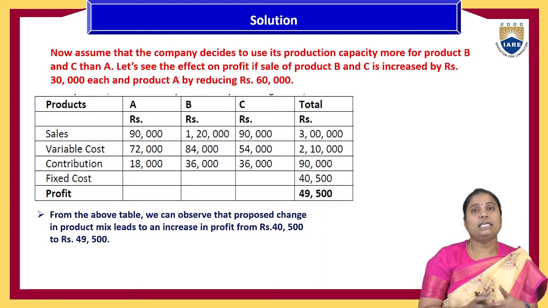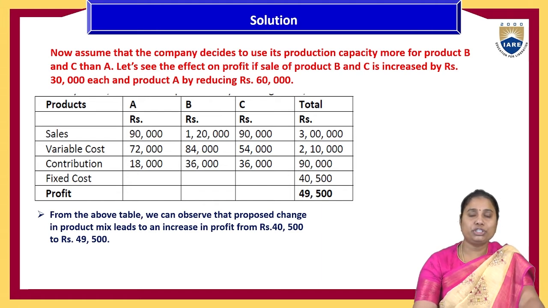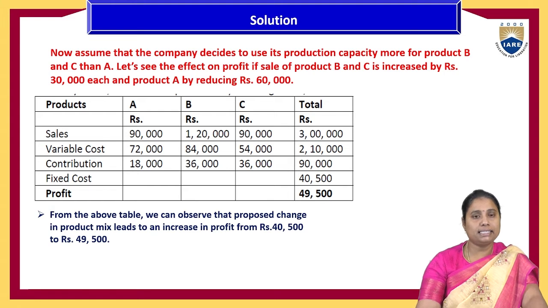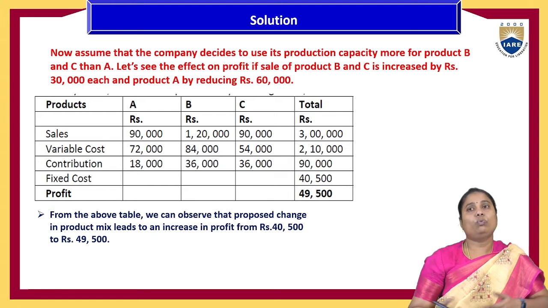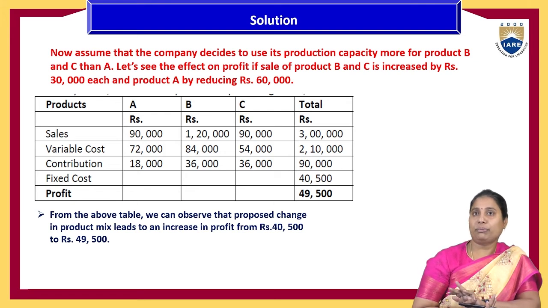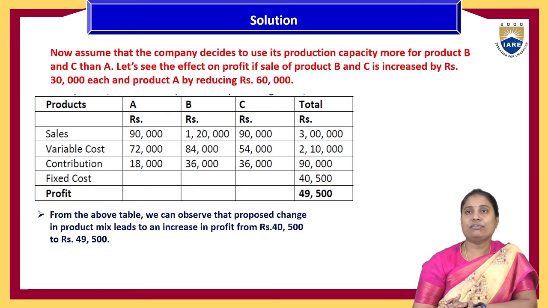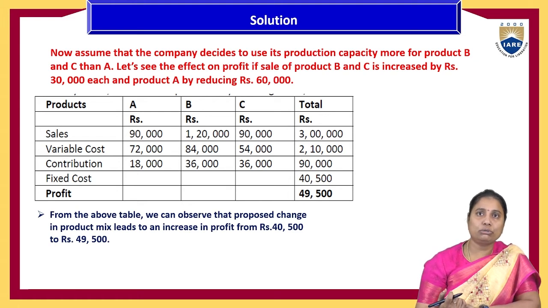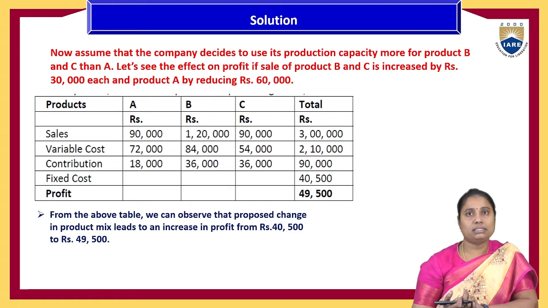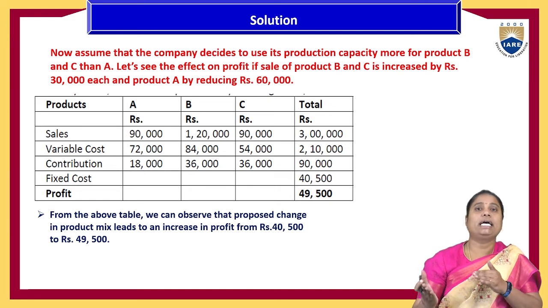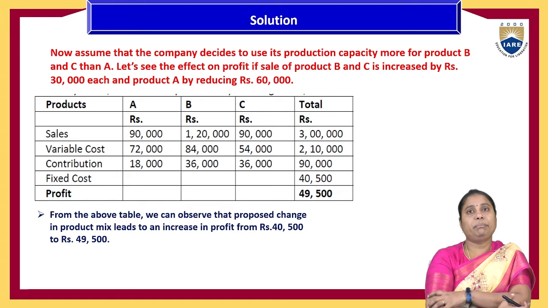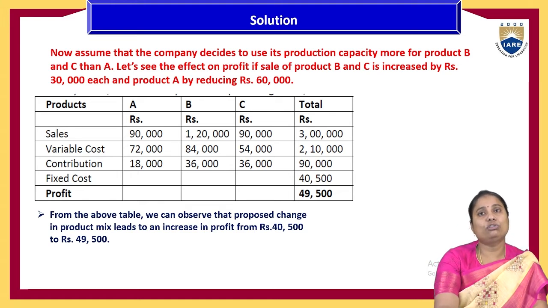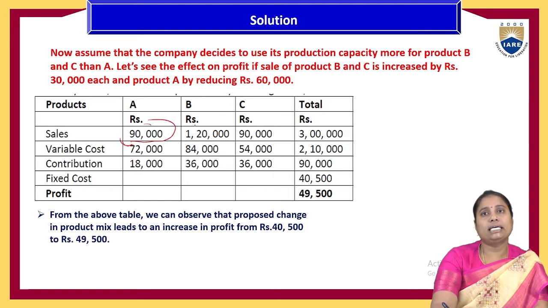So now let us assume that the company decided to use its production capacity more for products B and C than A. Let us see what will happen to its profit levels if the sales of products B and C are increased by 30,000 and product A is reduced by 60,000. We will check what impact it is going to have. So assume that 1,50,000 worth of A sales is reduced by 90,000, whereas B sales are increased from 90,000 to 1,20,000 and C sales are increased from 60,000 to 90,000.